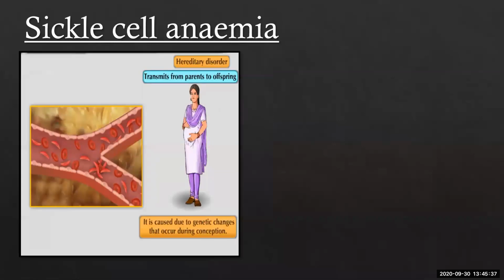In this condition, clumping and thereby destruction of erythrocytes occurs most often, as a result of which the circulatory system is obstructed and the brain, lungs, and kidney are damaged. So sickle cell anemia is a hereditary disease which occurs due to changes during conception.